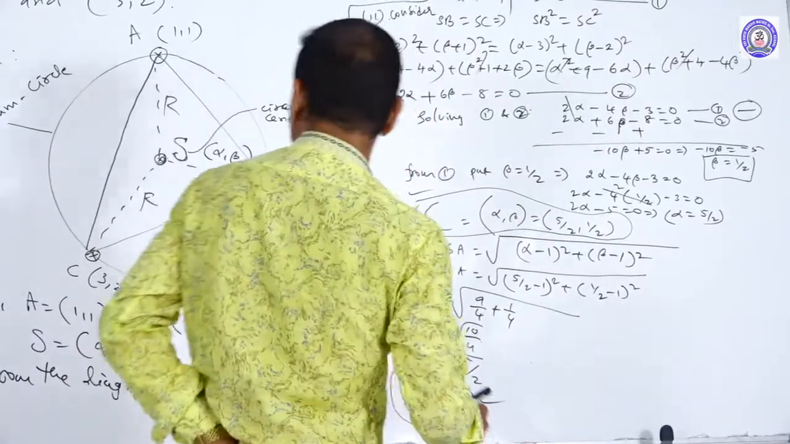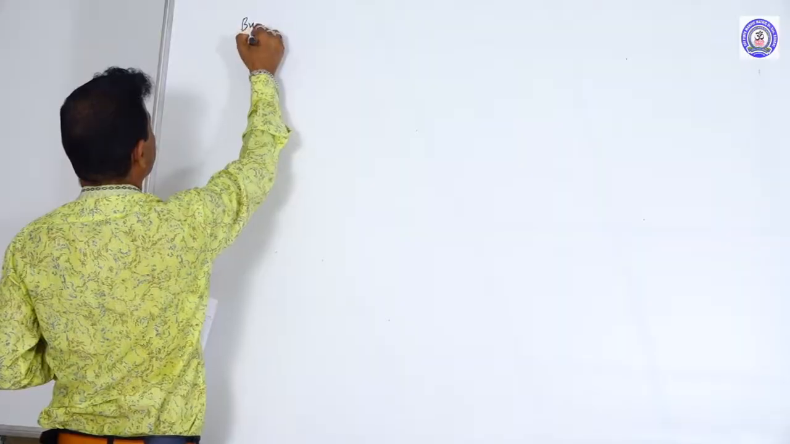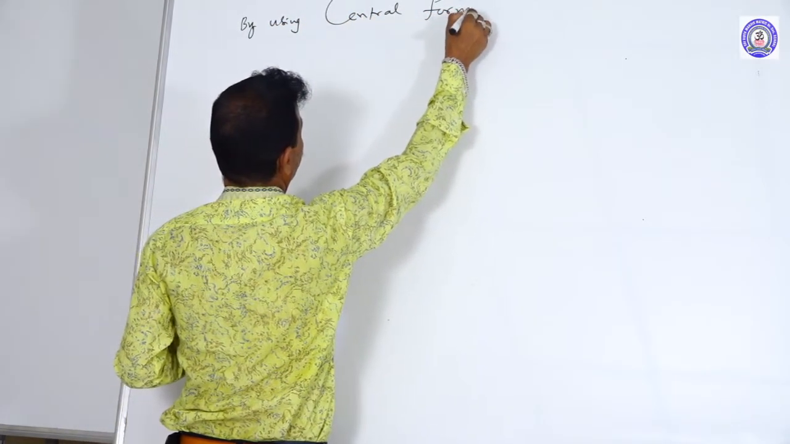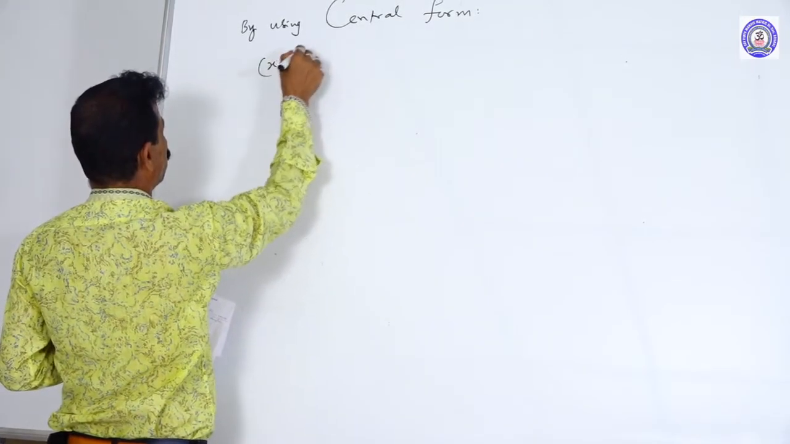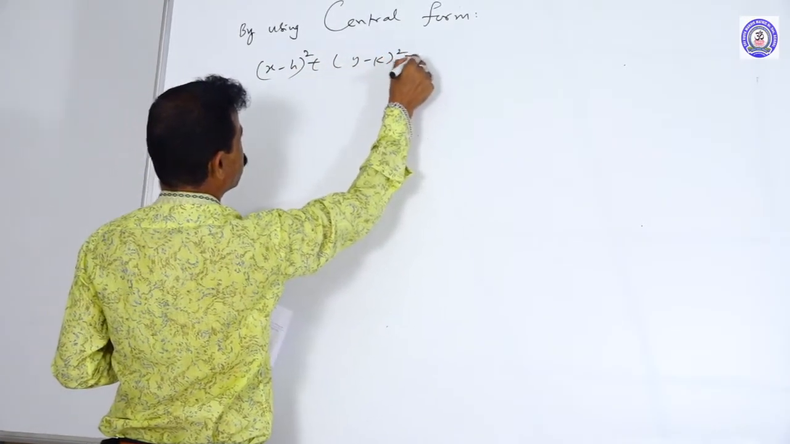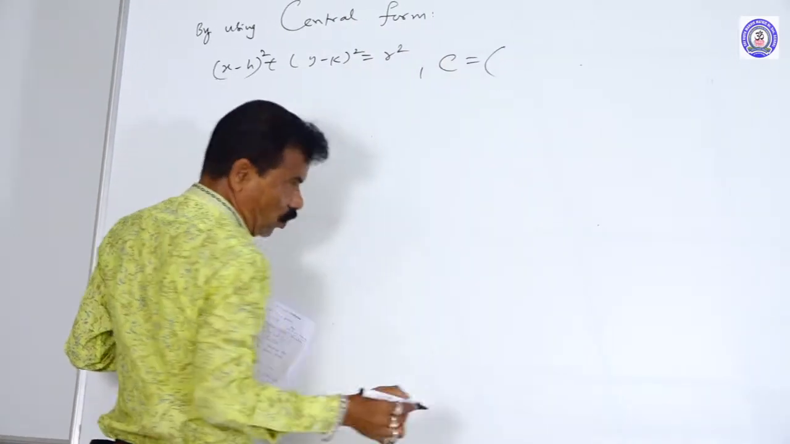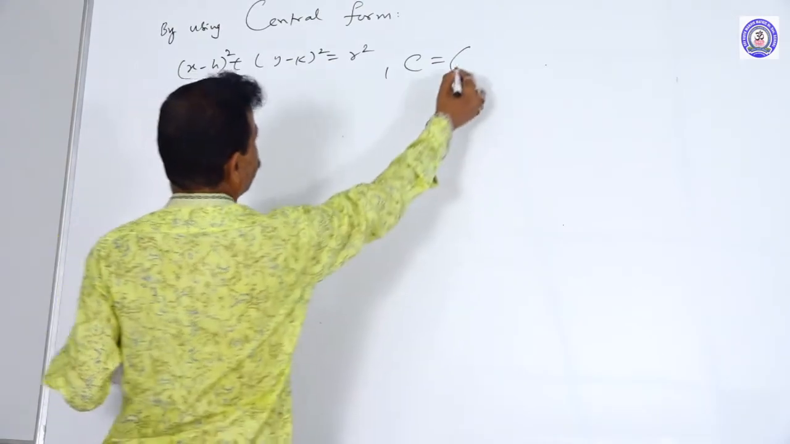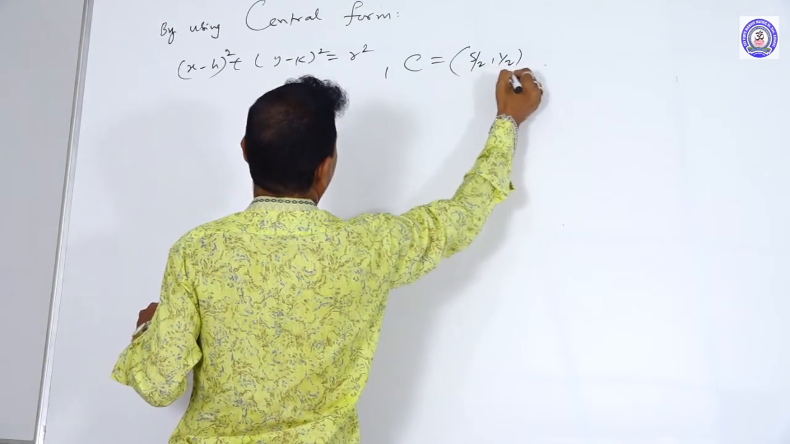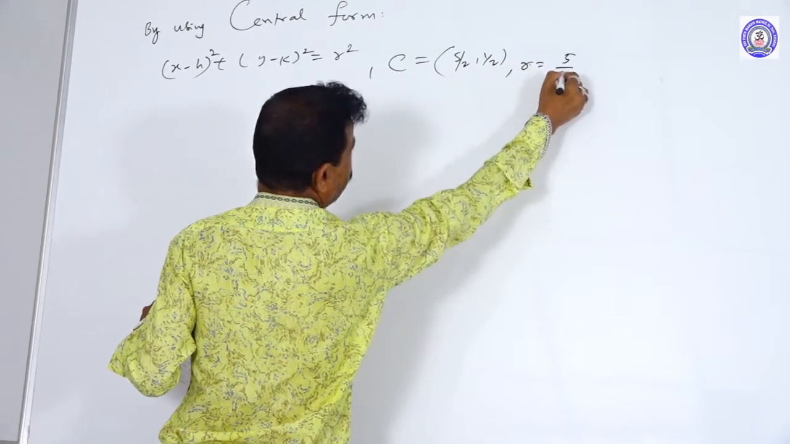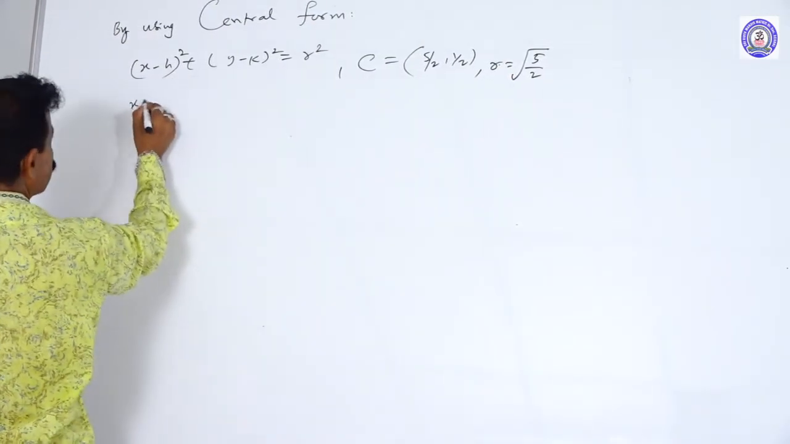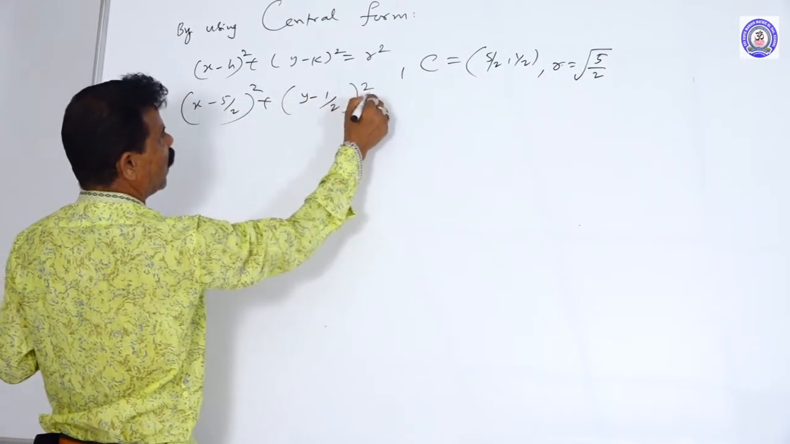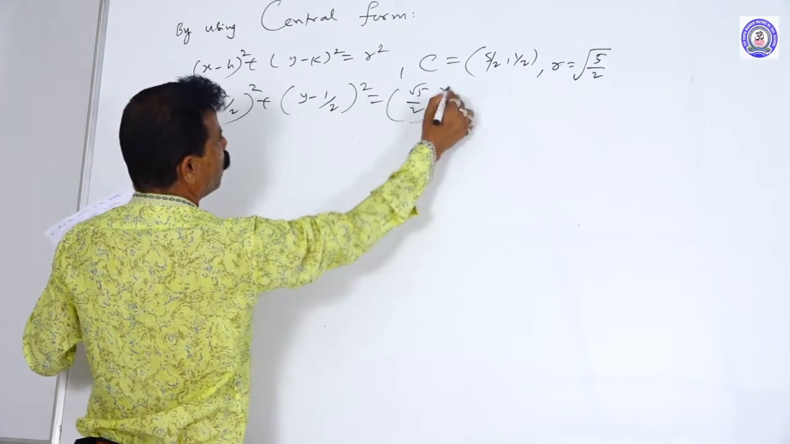By using the center form, (x minus h) whole square plus (y minus k) whole square is equal to r square, where the center is (5 by 2, 1 by 2) and the radius is root 5 by 2. So (x minus 5 by 2) whole square plus (y minus 1 by 2) whole square is equal to (root 5 by 2) whole square.